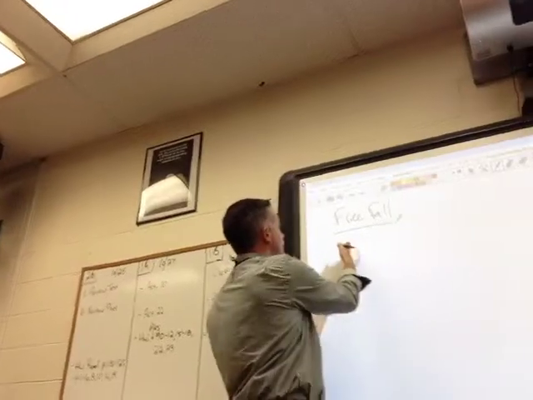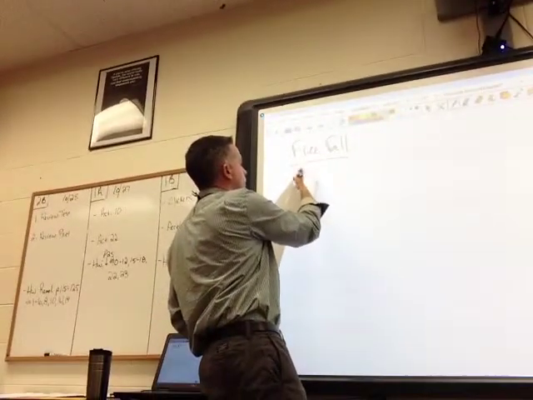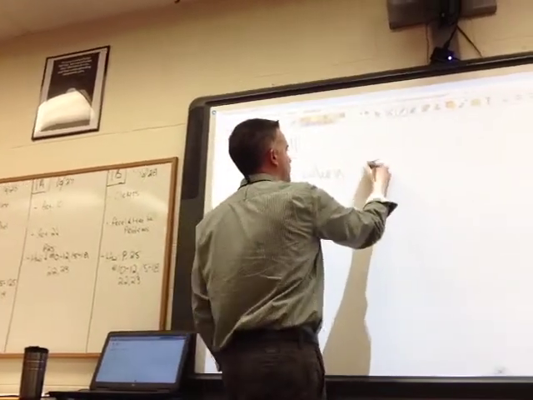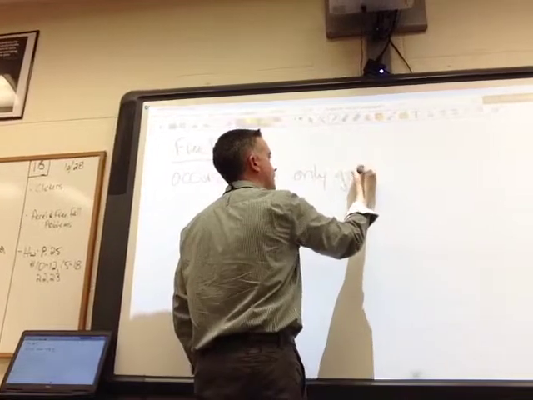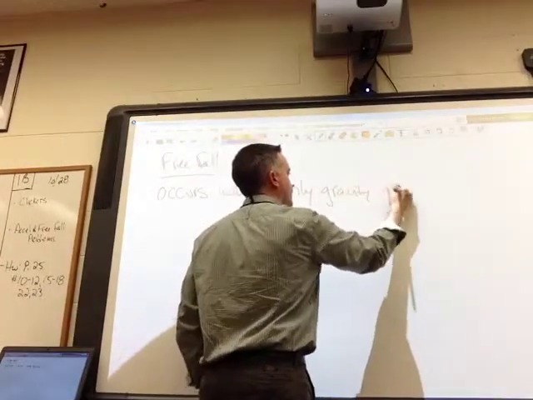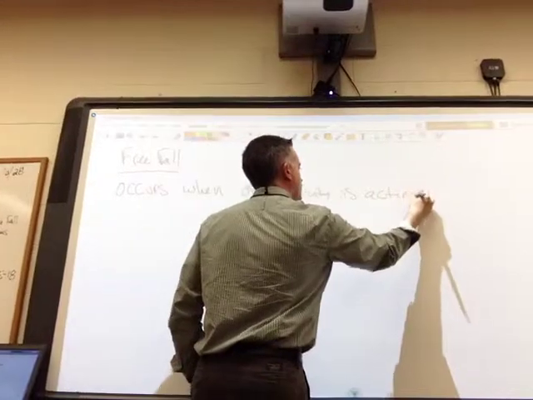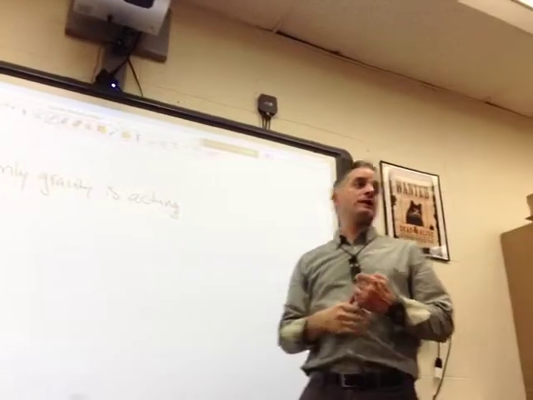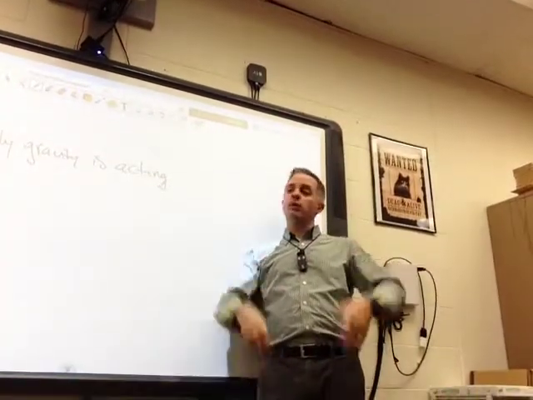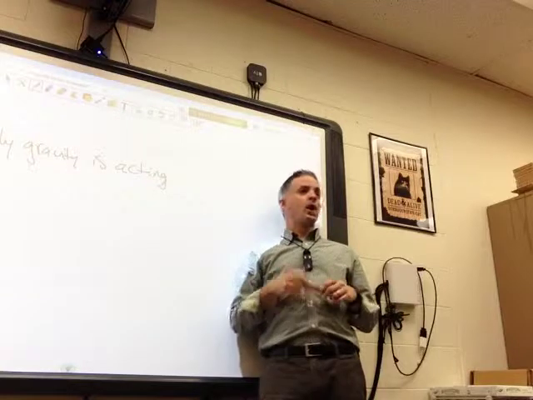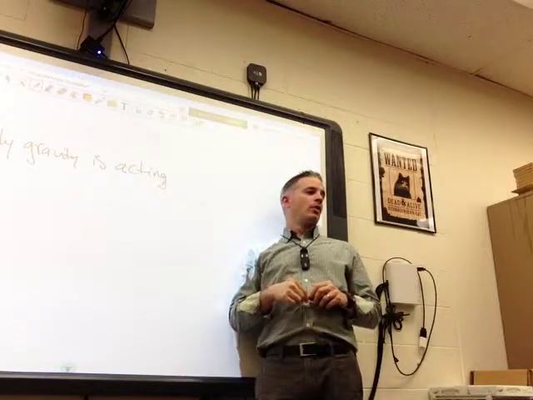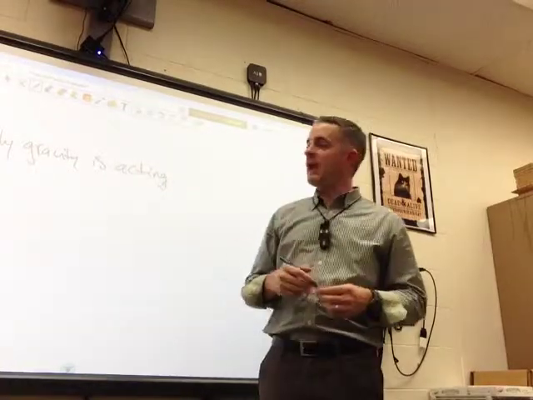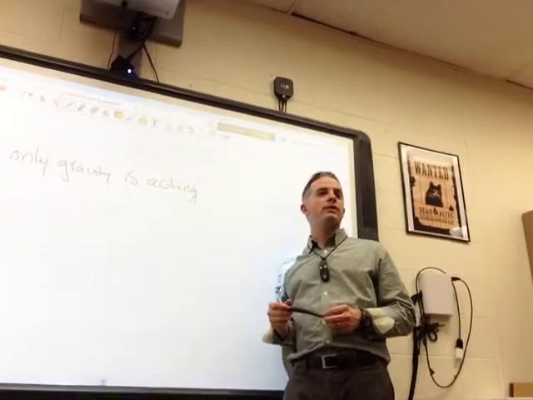So the main thing with free fall is that this occurs when only gravity is acting on an object. So it only occurs when gravity is acting on us. That's only going to happen when something is falling, or we throw it up in the air, or anything like that. Anytime it's in the air and no one's pushing it, we don't have rocket boosters on the thing, whatever it may be, it's only gravity pulling down on it. That's when we're in free fall.